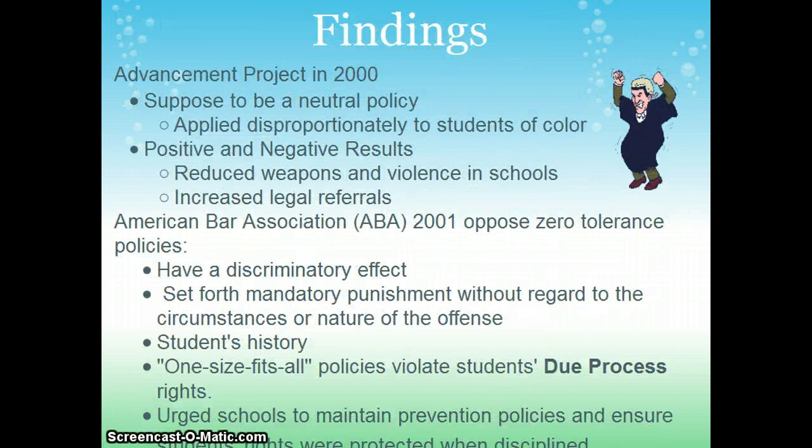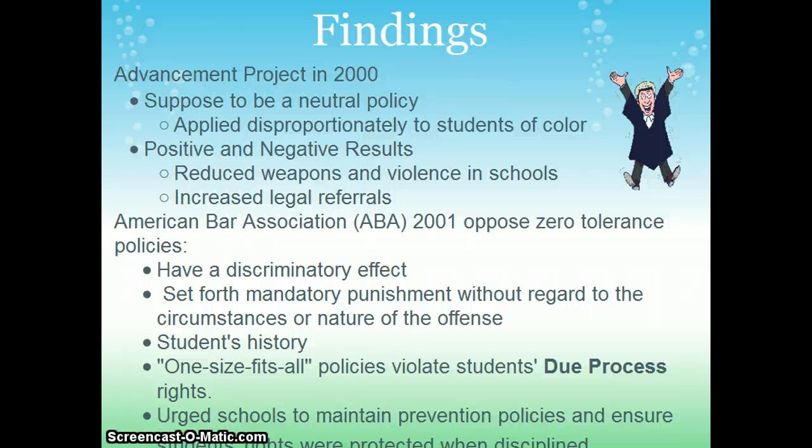The Gun-Free School Act required all school districts to implement this zero-tolerance policy, and all 50 states have enacted that and are following that. It was supposed to be a neutral policy, that all incidences of violence, children with weapons in school were to be punished the same. However, it's not applied that way. It's applied disproportionately to students of color and low SES backgrounds.